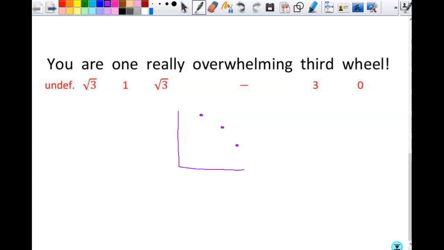Every time you say R or use a word with R, like R and really, you make a little square root sign. So U stands for undefined. R, because the square root sign kind of looks like R, right? You are one really overwhelming third wheel. And then under the square roots, you put 3s. Those are your tangent values.